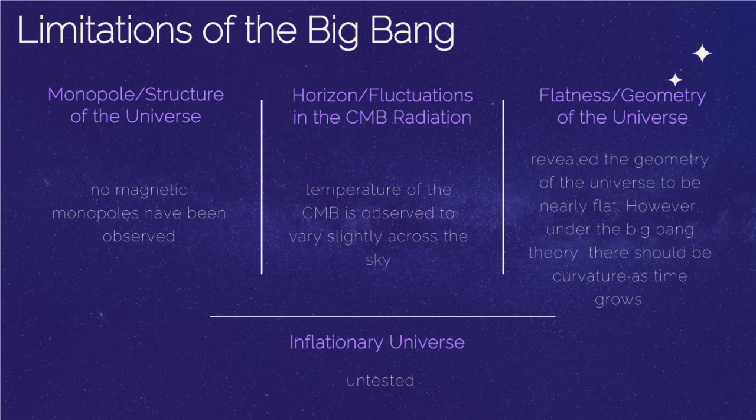Flatness. The Wilkinson Microwave Anisotropy Probe (WMAP) revealed the geometry of the universe to be nearly flat. However, under the Big Bang theory, there should be curvature as time grows. Inflationary universe. This theory still is untested as we speak.